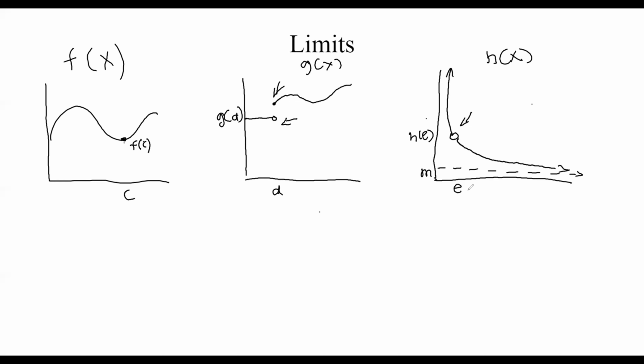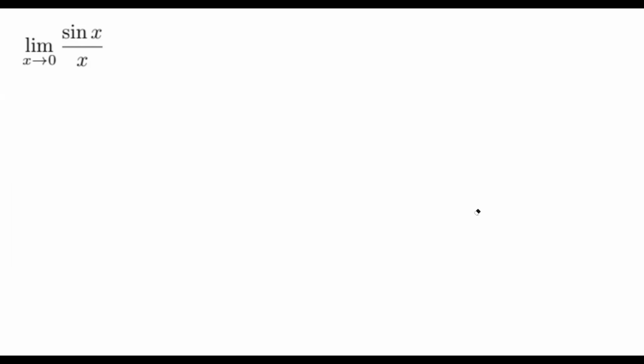Our first practice problem is the following. Find the limit as x approaches 0 of sine x over x. When we simply plug in 0 for x, we get sine 0 over 0. However, sine 0 is 0, so this is a 0 over 0 form, which is an indeterminate form. So in order to find this limit, we need to use L'Hopital's rule.